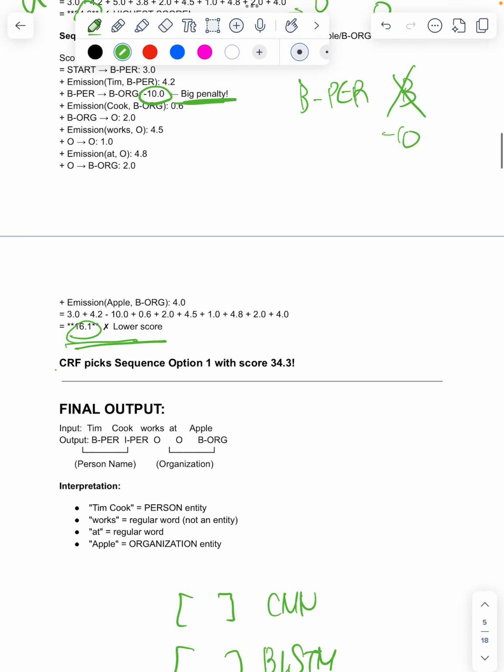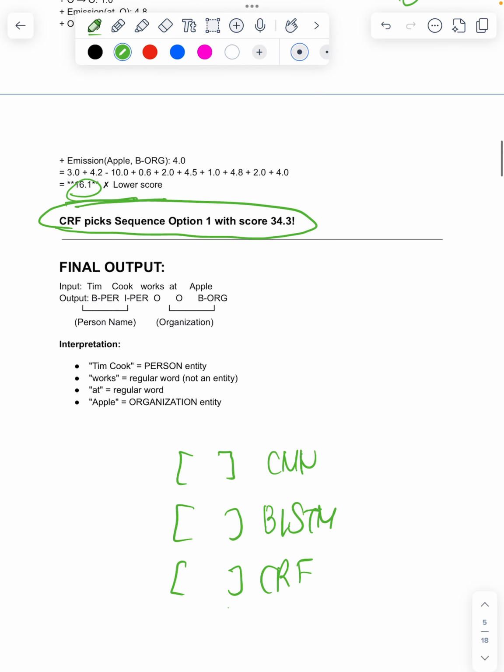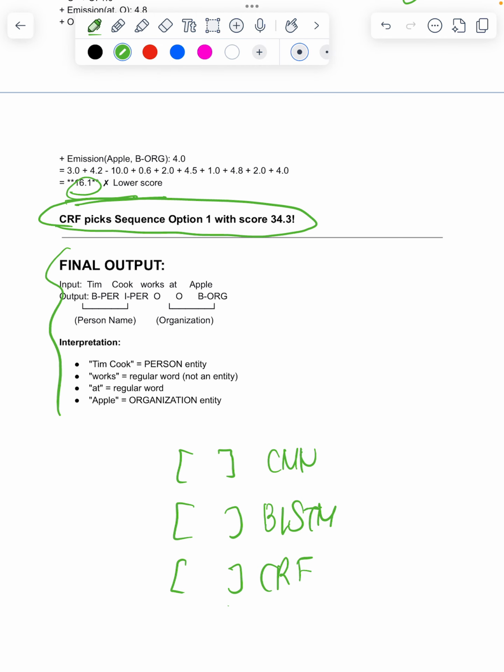So CRF will pick this one with 34.3. So the final output would be this: Tim Cook works at Apple, B-PER, I-PER, O, O, B-ORG, or person name, organization.